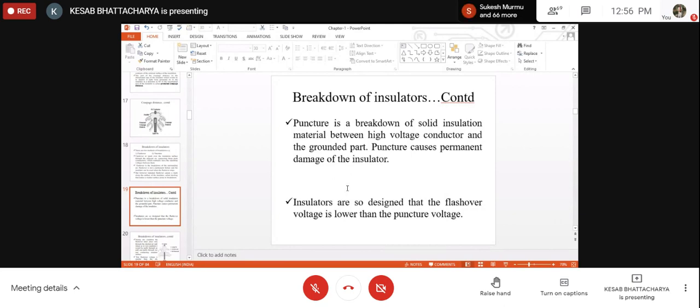Now, the next point is also very important: insulators are so designed that flashover voltage is always lower than the puncture voltage. This is done because if the puncture voltage is made lower than the flashover voltage, then puncture will always occur before flashover in the event of any abnormality or abnormal behavior of the system.